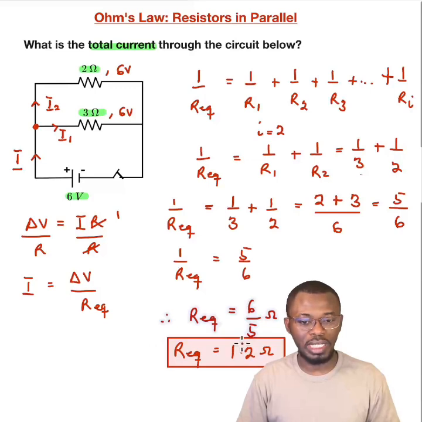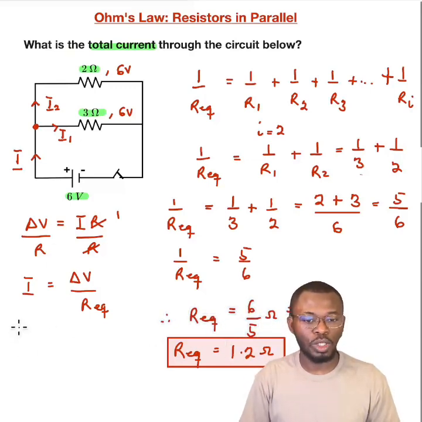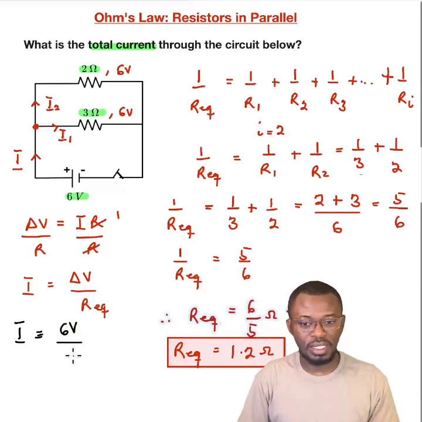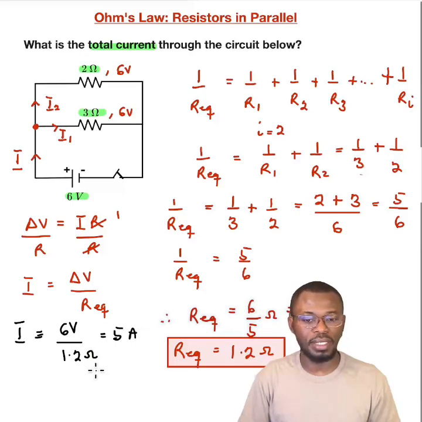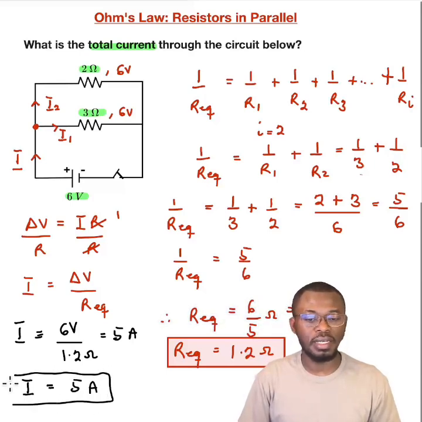Now let's plug this into our Ohm's law equation. Our total current I is equal to the potential difference, delta V, which is 6 volts, divided by the total resistance, which is 1.2 ohms. If we divide 6 by 1.2, we get 5. Volts divided by ohms gives us amperes. So the total current through this circuit is going to be 5 amperes, and this gives us the final answer.